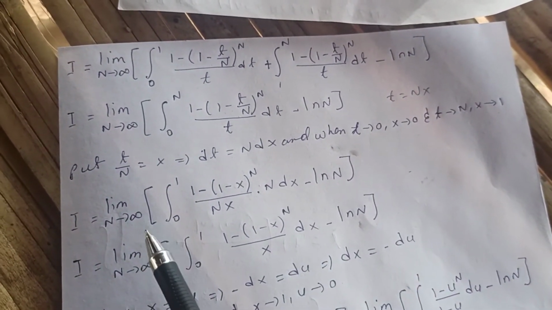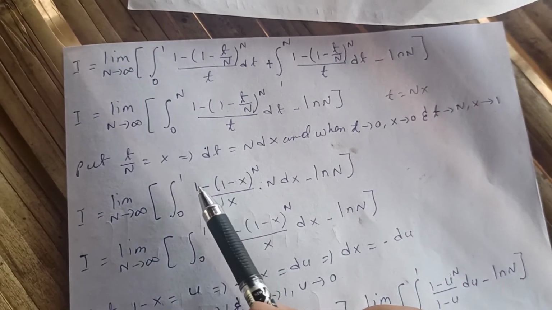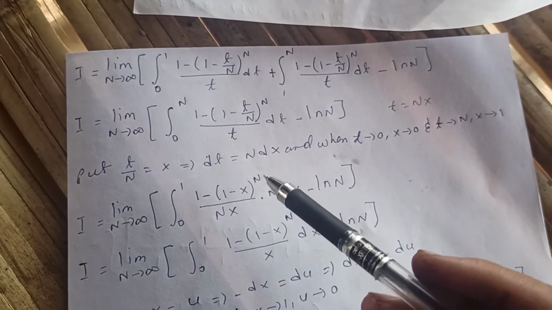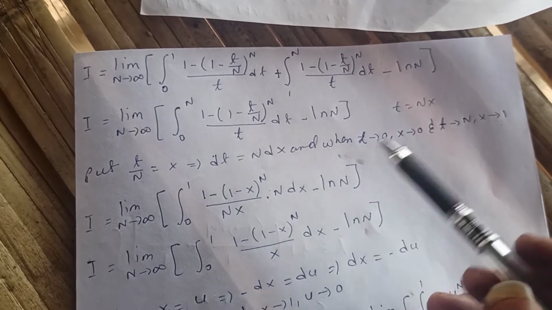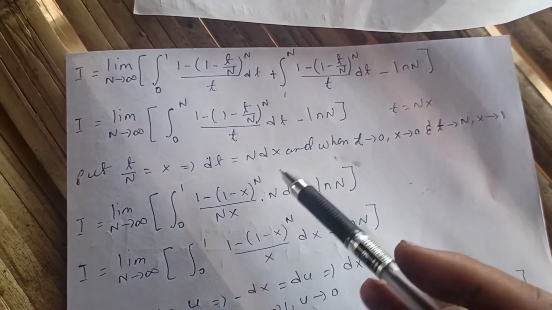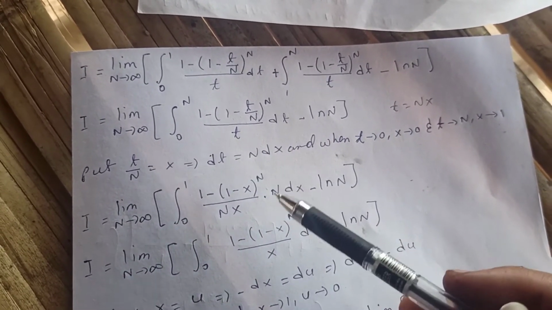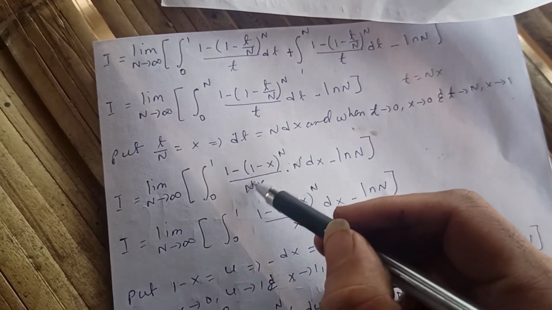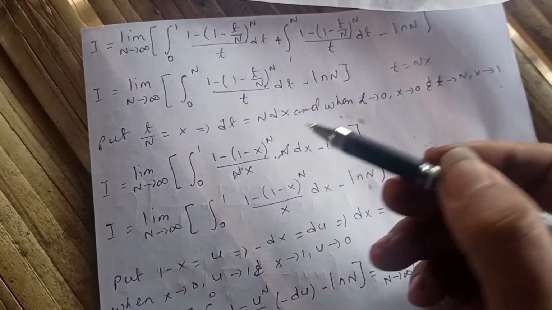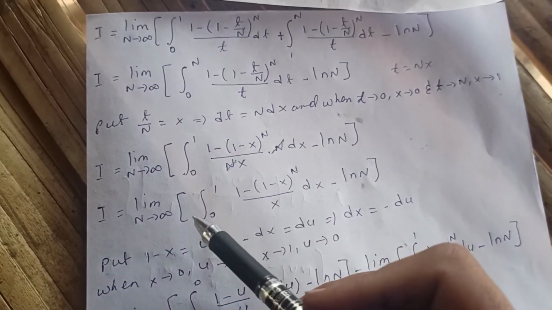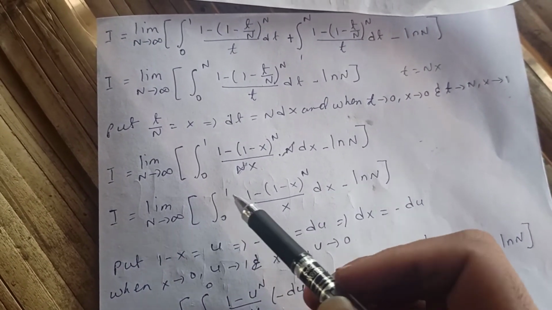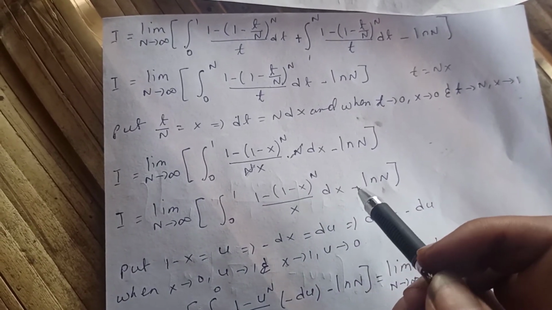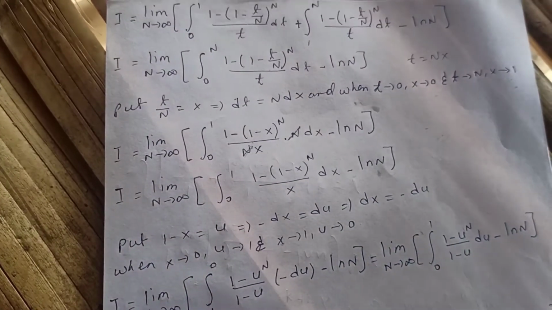Therefore I is equal to the limit as n tends to infinity, the integral from 0 to 1 of (1 − x)^n upon t, which is nx, into dt, which is n dx, minus log n. These two n's cancel out. So I is equal to the limit as n tends to infinity of the integral from 0 to 1 of (1 − x)^n upon x dx minus the natural logarithm of n.